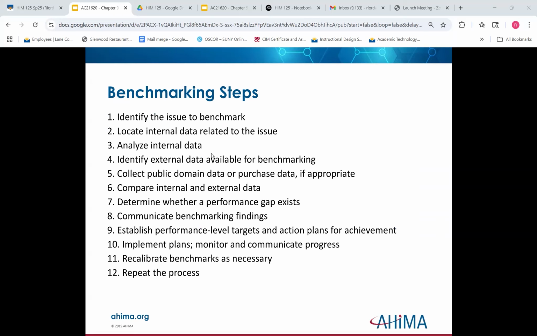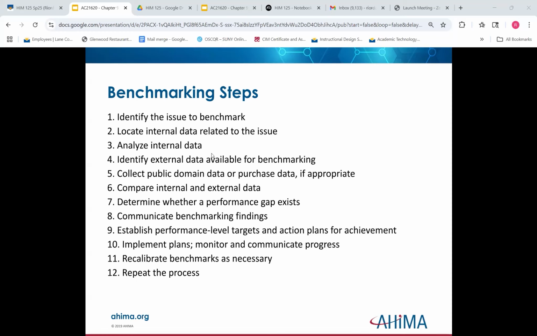The first step to benchmarking is to identify the issue to be benchmarked. And this could involve both patient care and non-patient care. It could be wait times. It could be claims denials, right? And we have to locate the internal data related to the issue. In a surgical setting, we might be looking at postoperative complications, returns to the OR, things like that. These are internal data points that are related to the core issue. Thirdly, we analyze the internal data.